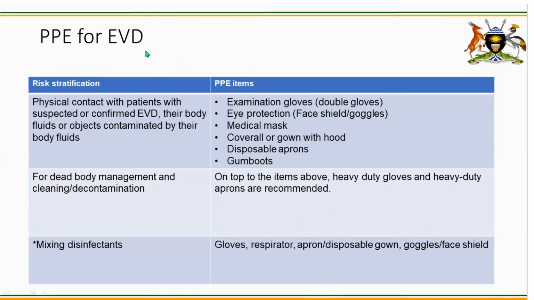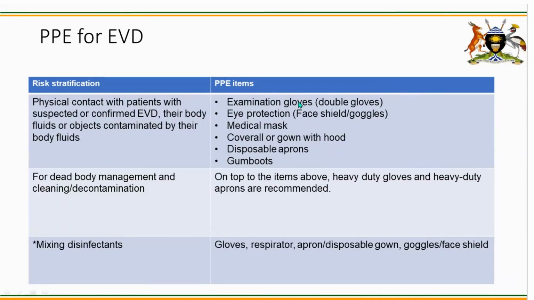So then, the risk assessment for the patient. In a situation where you are going to have physical contact with a patient who is suspected to have Ebola, or you're going to have contact with their body fluids, or their clothing or objects that have been contaminated by their body fluids, you consider that a category 4 risk. Therefore, you put on category 4 PPE, where you have the examination gloves, and you double them.